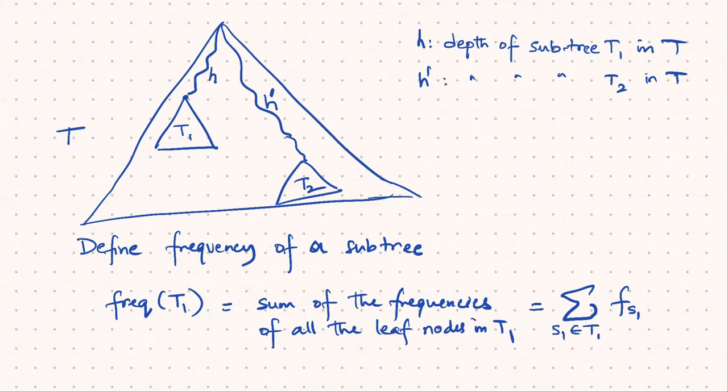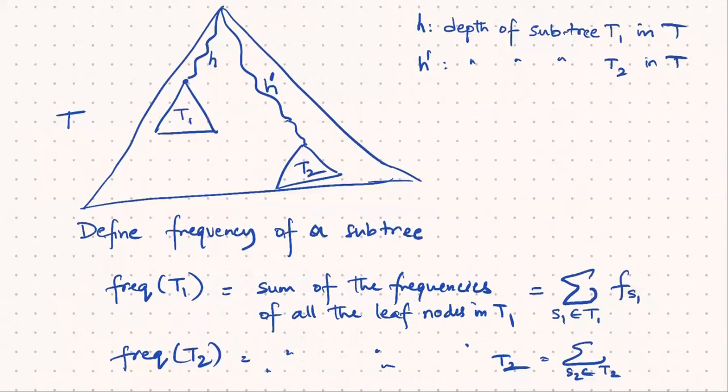Okay. I can similarly define the frequency of the subtree T2 as the sum of all the frequencies of all the leaf nodes in T2. And that would again be the sum over all symbols S2 in T2 of F of S2, the frequency of the symbol. All the symbols in T2, I'll add up the frequencies, and that is the frequency.